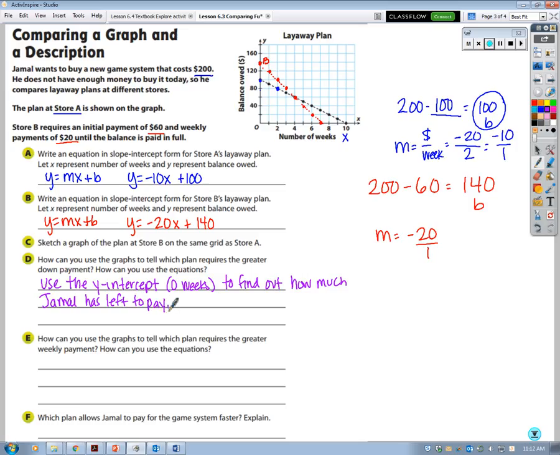Now looking at the graphs, we know that store A has a greater initial payment because only $100 is left to pay off. Right? Whereas store B has $140.